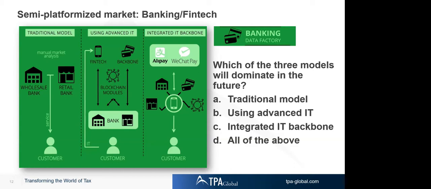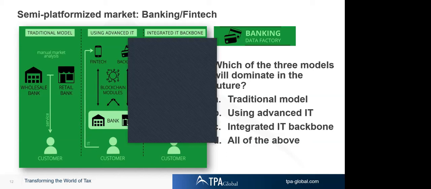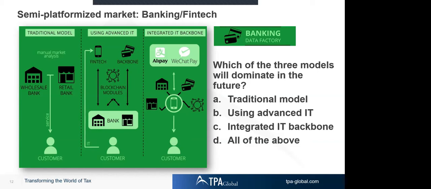Are we almost there? Otherwise, we need to move to the next slide. Integrated IT. Steve, you want to comment? Yeah, I think the integrated IT backbone seems to be the more dominant model, at least according to this audience, and I tend to agree. So let's move to the next infographic.